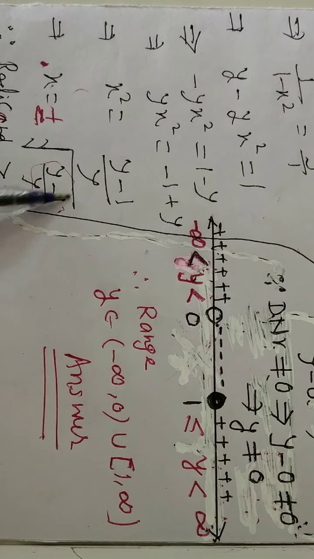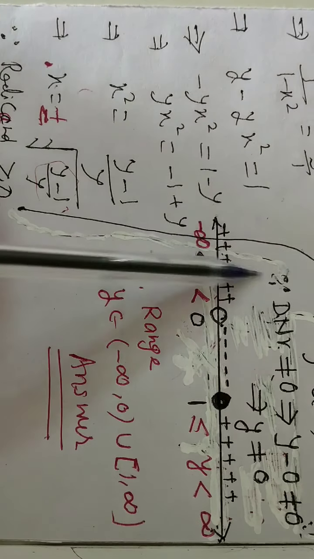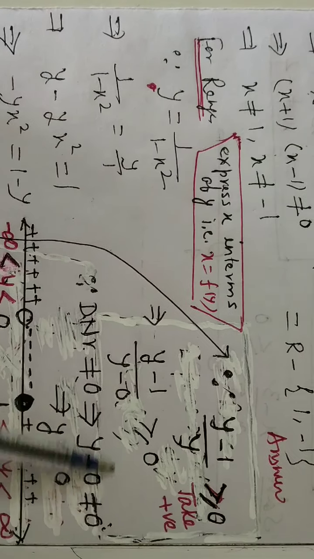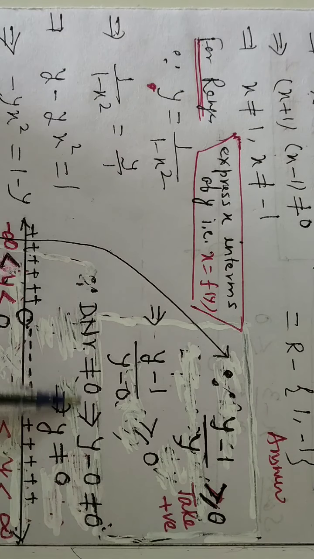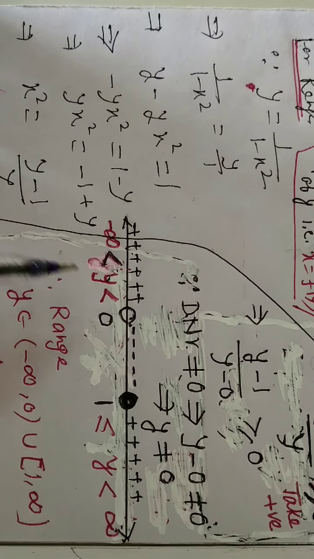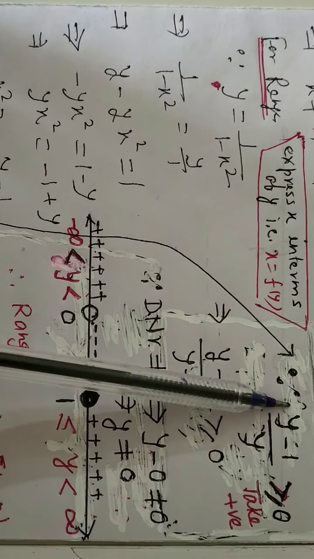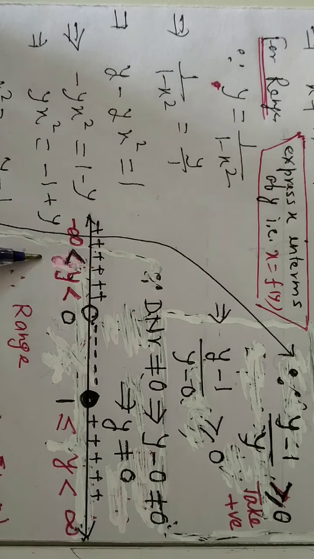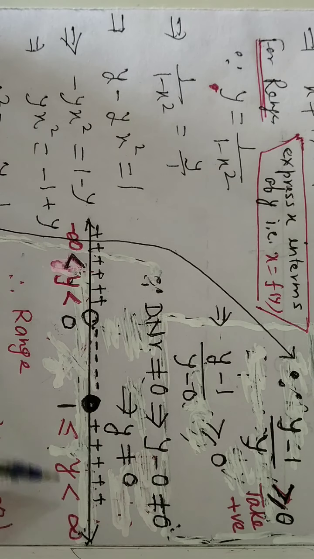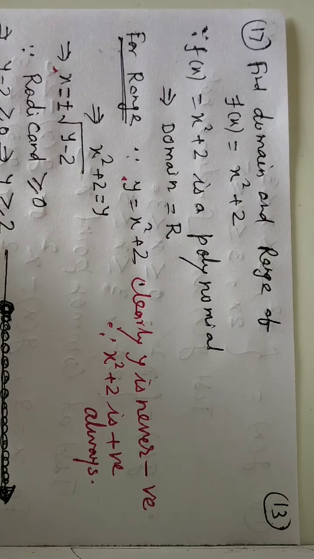Now we know that the radicand, whatever is inside the root, is called the radicand, and is more than or equal to 0. So go here: (y minus 1) by y is more than or equal to 0, and the denominator is not 0, so y is not 0. Now display these 2 points on the number line, 1 and 0, already done earlier. So you have to select greater than 0, positive sign. So the positive sign starts from minus infinity to 0, union 1 to infinity. This is your range.